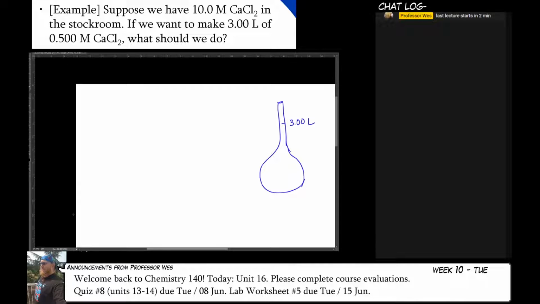I have the 10 molar calcium chloride, and I have as much of it as I need, presumably. So let's take the equation. What we're going to do is make a little chart. The way that you read this chart is you just read the coordinates. So whatever goes in here would be MS, whatever goes in here would be VS, MD, and VD.